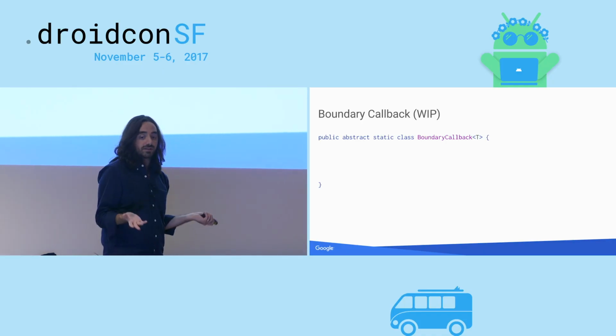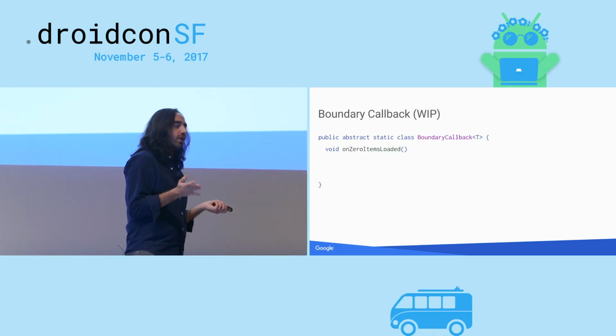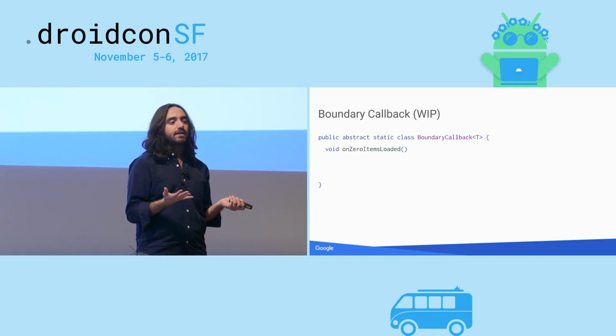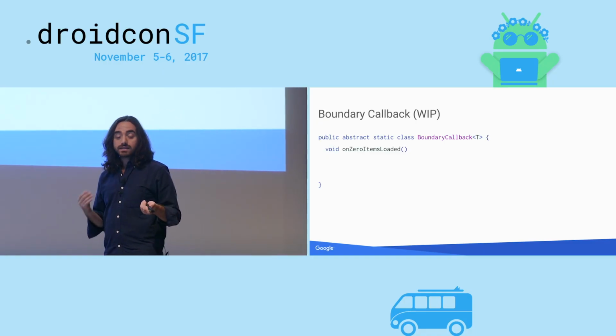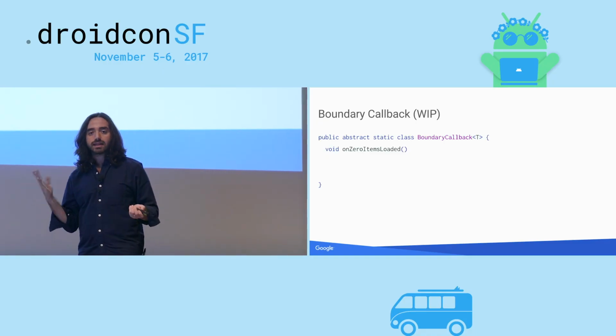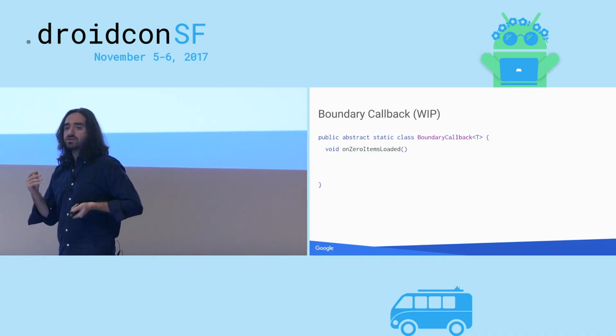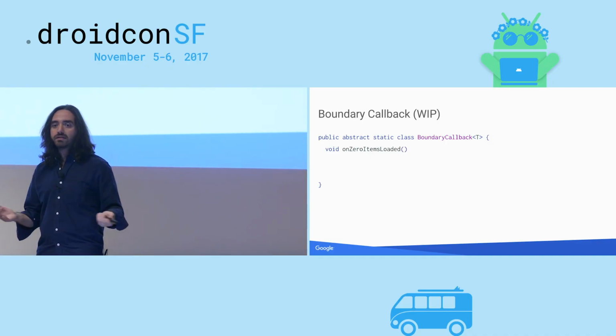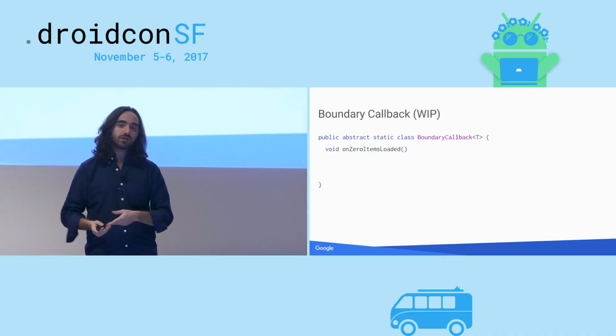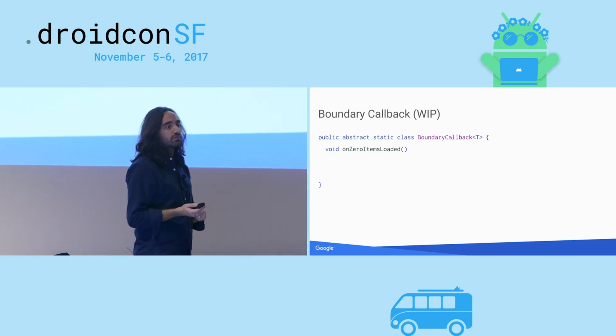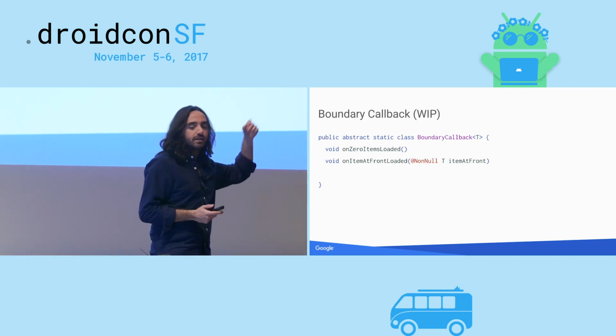It has three very simple callbacks. It says onZeroItemsLoaded, which means the data source is empty. This doesn't mean that we haven't loaded anything yet. This means we talked to the data source and it says no items. This is usually the very first callback you will receive if the user is seeing that data source for the first time. And this is a good time to start a web request to fetch that data.